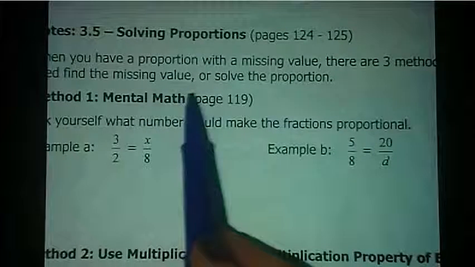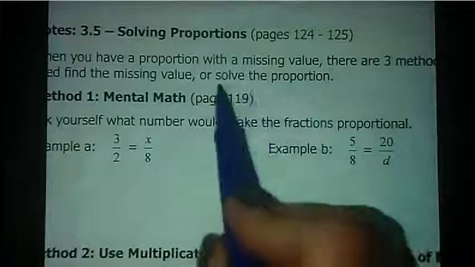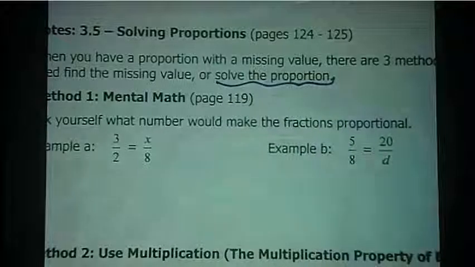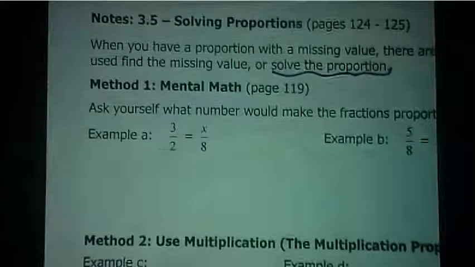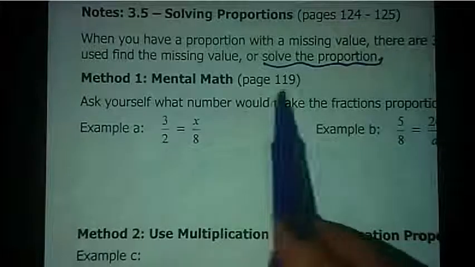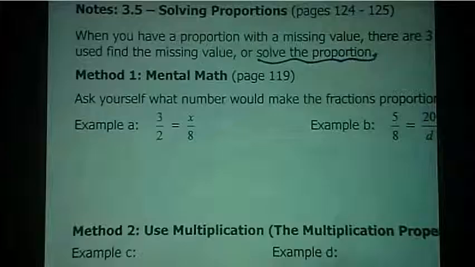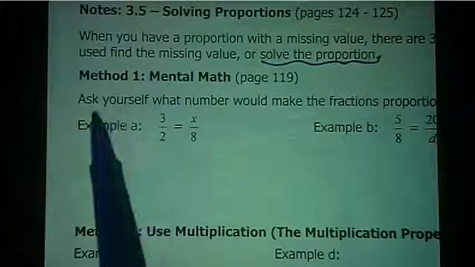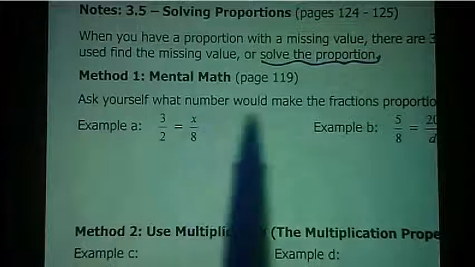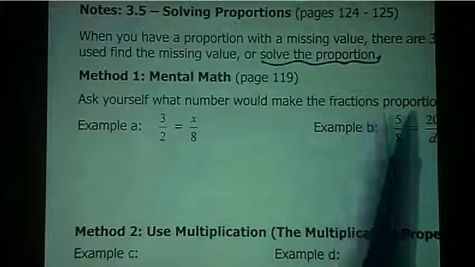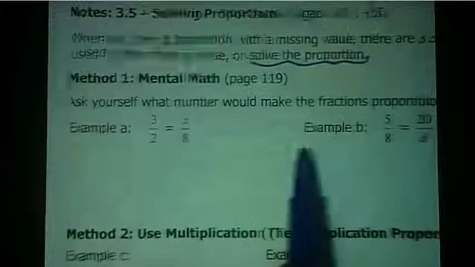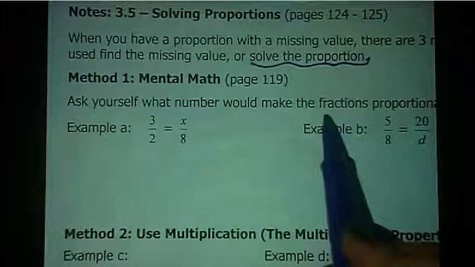missing value, or in this case what that's called is we're solving the proportion. The first way we can use, and if you need to see a colored version of this example, page 119 in your book. This one's called mental math. You can simply ask yourself what number would make the fractions proportional, because ratios are fractions. I know it's the F word in math.